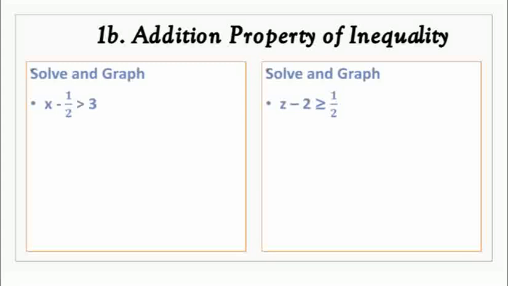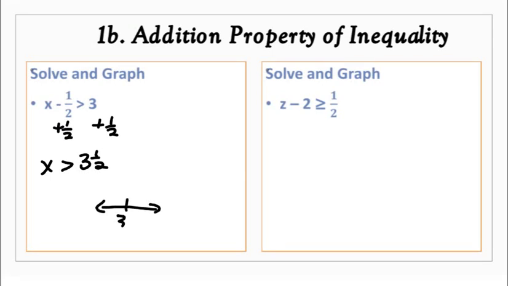A couple other problems here. x minus a half is greater than 3. The opposite of subtracting 1 half is adding a half. So I do that to both sides. I end up with x is greater than 3.5. Draw my number line. So this would be 3.5. It has the greater than symbol, so open circle, greater than means to the right.